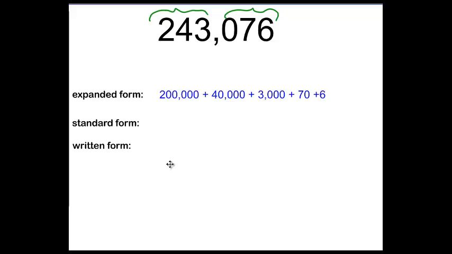Now written form is exactly like you say this number, 243,076. And I wrote that ahead so you wouldn't have to wait for me. 243,000, 76.